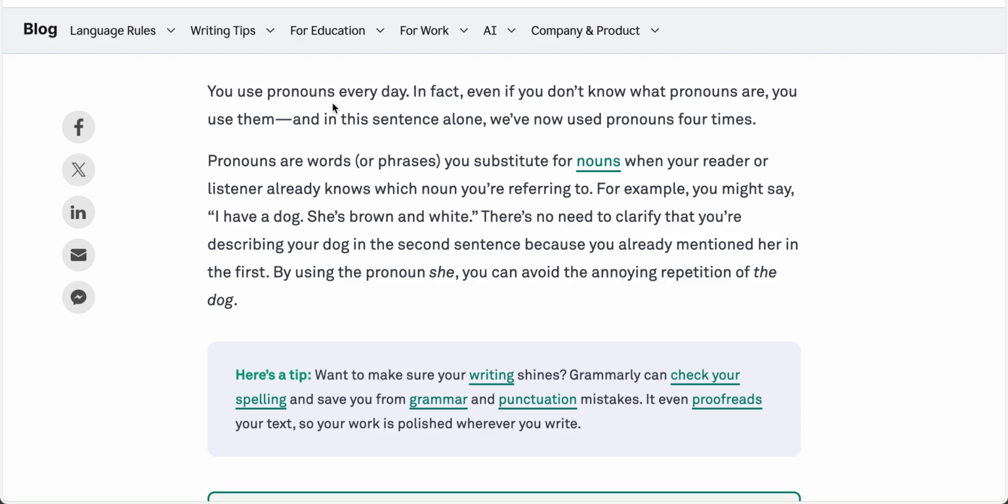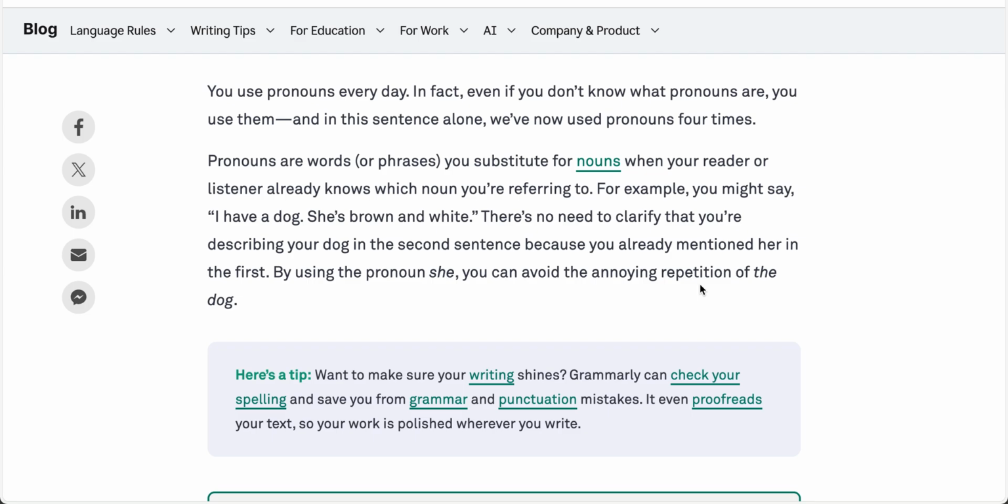It talks about how we use pronouns every day. Pronouns are words you substitute for other nouns. So if you say, I have a dog, she is brown and white, there's no need to clarify that you're describing your dog. You're using the word she, since your dog must be female in this sentence. So the word she is a pronoun referring back to the dog. By using that pronoun, you can avoid the annoying repetition of the word dog and saying, I have a dog. My dog is brown and white. My dog is this. My dog is so. You don't speak that way.